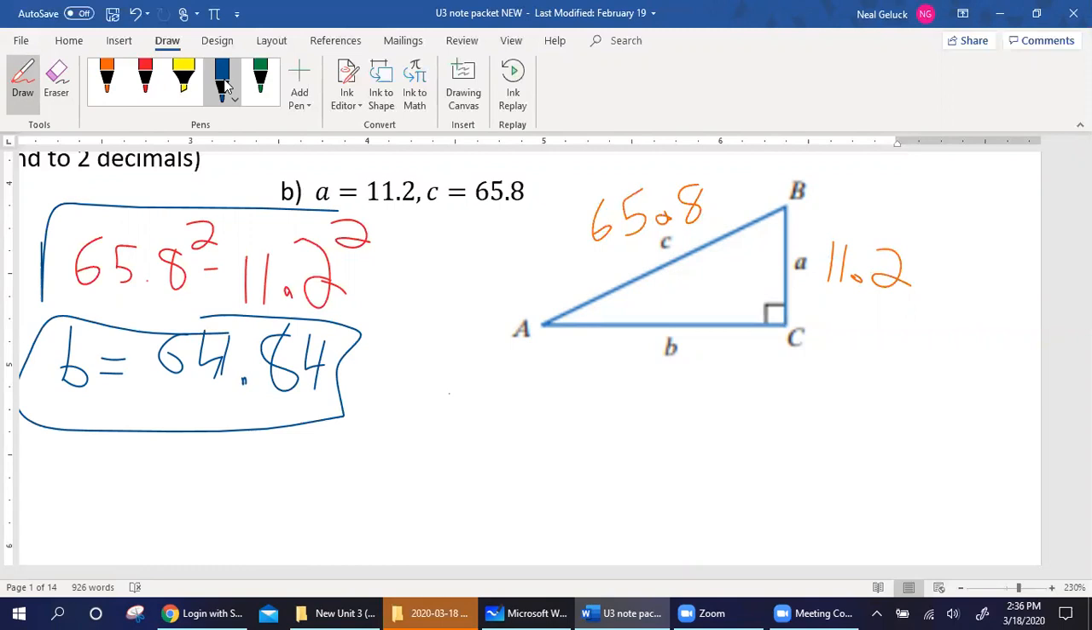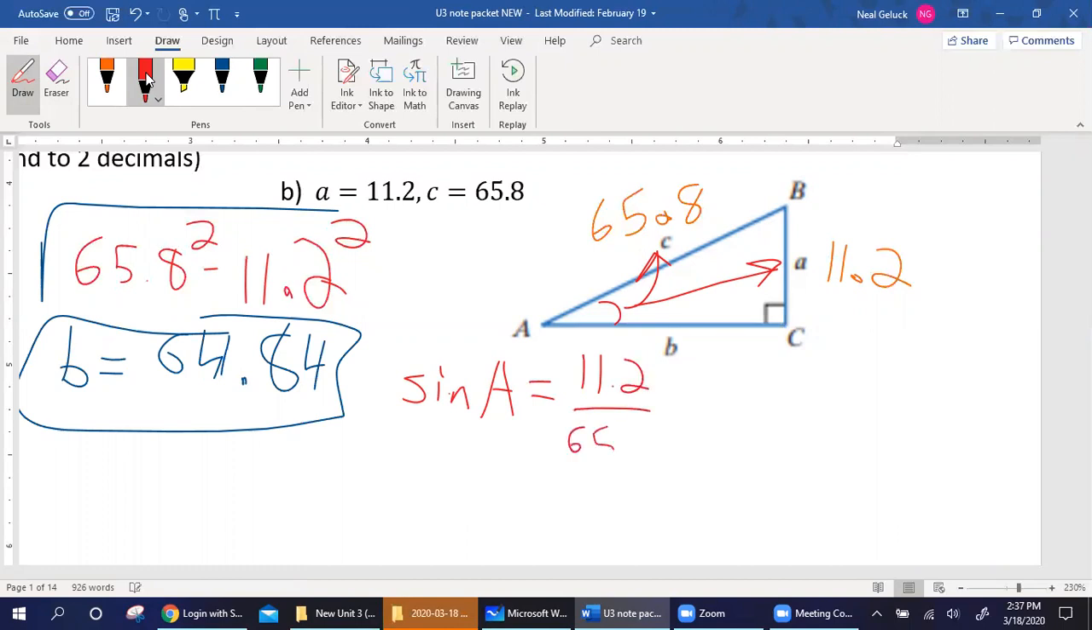Okay, now for my angles, capital A and capital B, this is where I've got to use inverse trig. I still need to think in terms of SOHCAHTOA though. So let's say I'm going to solve for angle A first. From angle A, I have an opposite and I have a hypotenuse. That's going to be sine. So I set up a sine equation. Sine of A is opposite 11.2 over hypotenuse 65.8.